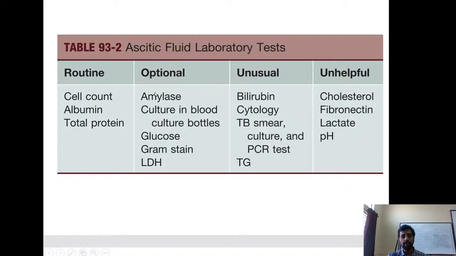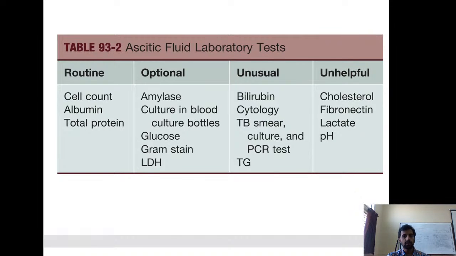And optional are amylase, culture in blood culture bottles, glucose, gram stain and LDH. If you suspect any infection or pancreatic cause of ascites, then we do these tests like amylase. When amylase and lipase are elevated in the fluid, we think of it as pancreatic ascites. When culture will show any growth, you suspect infection, any fever, abdominal tenderness. You suspect perforation of intestinal or abdominal viscera. You suspect an infection and you do a culture.